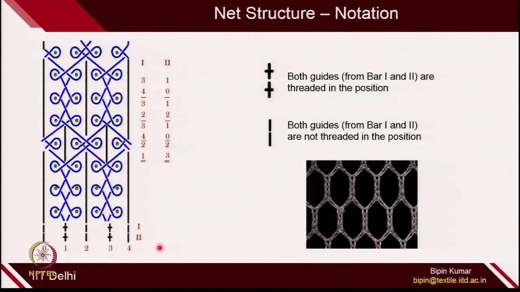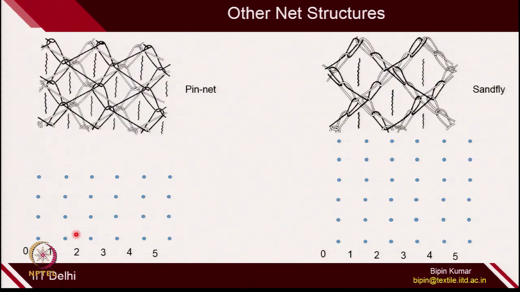In normal conditions, alternate guides of both the bars are left empty, and we create a very uniform net structure. If you randomly select guides and fill, no concrete pattern of the fabric will be generated. The sequence of threading of each guide on each bar has to be properly selected for getting a particular type of net structure. Some other net structures which are very popular are pin net and sand fly.